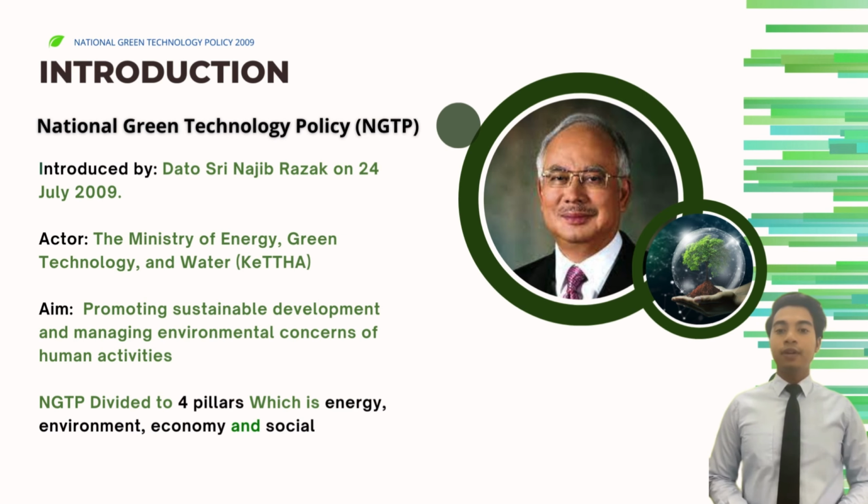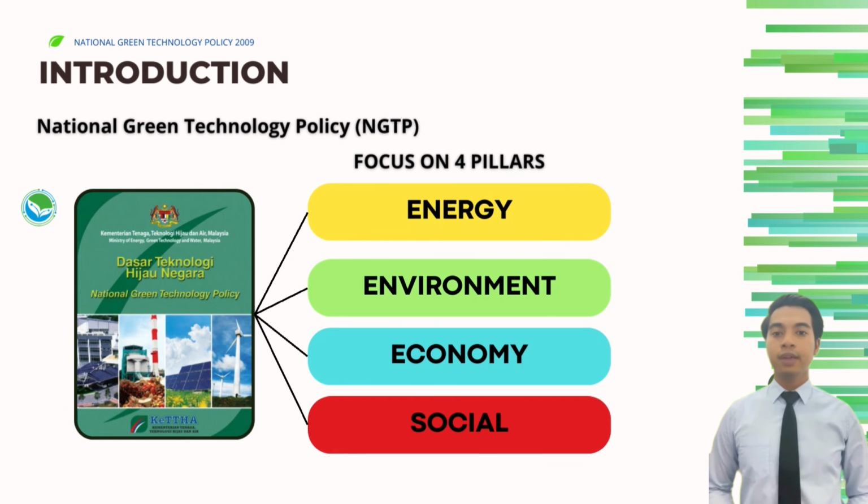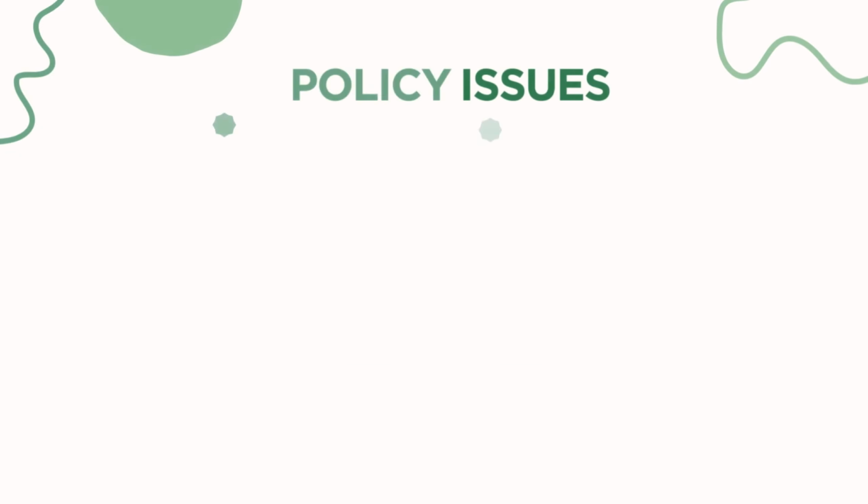What does NGTP aim for? NGTP aims at promoting sustainable development and managing environmental concerns of human activities. There are 4 sectors NGTP focuses on. The first pillar is energy, to achieve energy independence and encourage effective consumption. The second pillar is environment, focusing on conservation and minimizing environmental effects. The third pillar is economy, to boost national economic development by utilizing green technology. The last one, the fourth pillar, is social, to improve the quality of life.